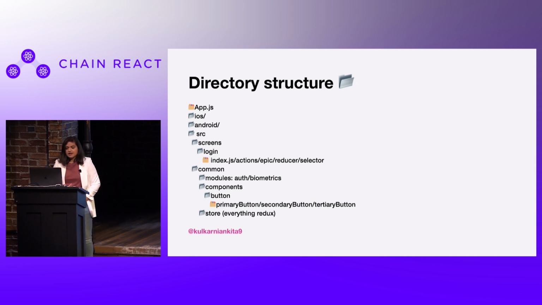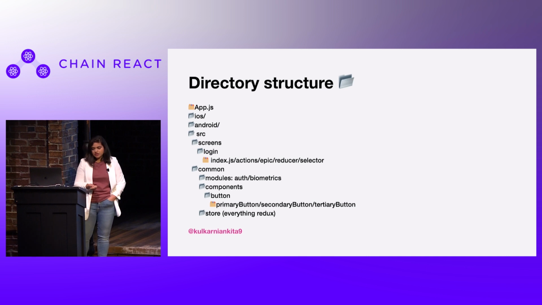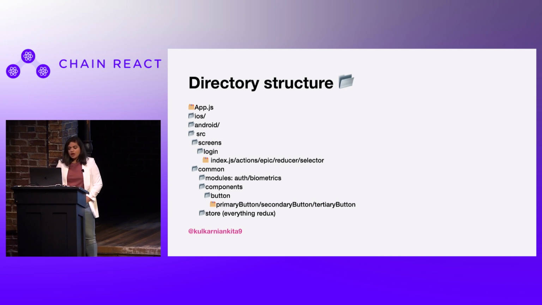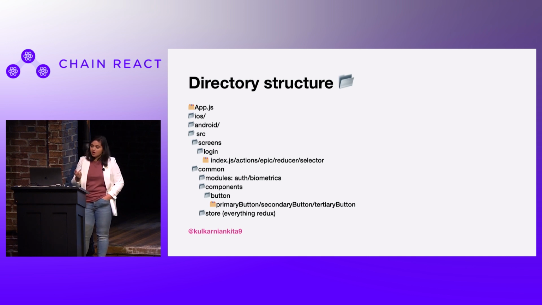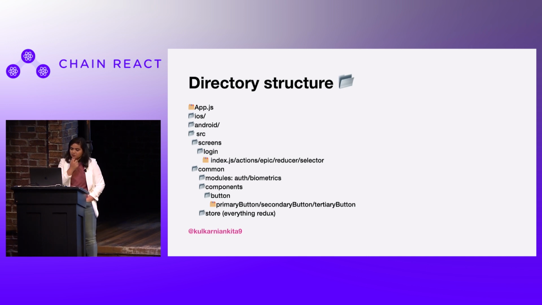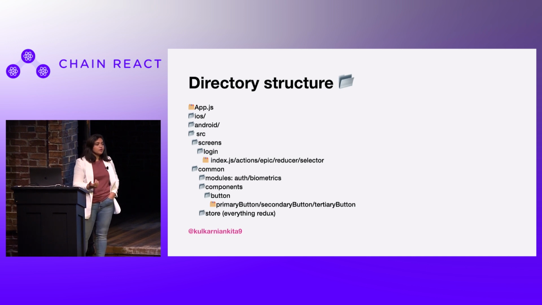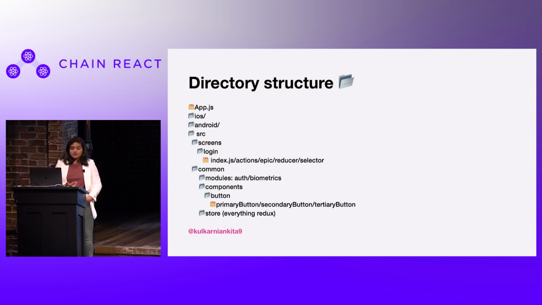In this case, having an index.js file referencing all the other files: actions, epics, reducers, selectors, if you're using Redux or any sort of middleware. Also having a common folder with modules, and I'll talk a little bit about vertical slicing in a bit. But also having a components folder, which is essentially all the common components such as text, buttons, and so on. And store is, again, everything Redux.